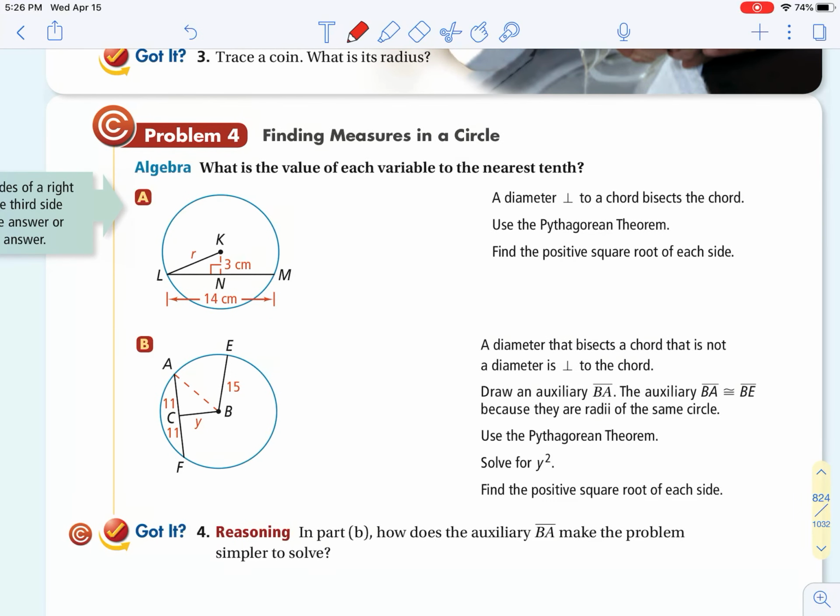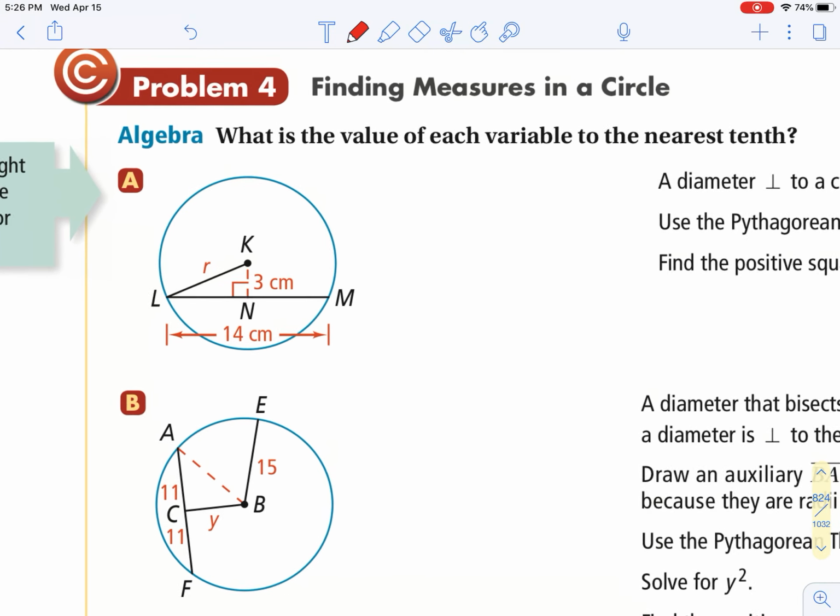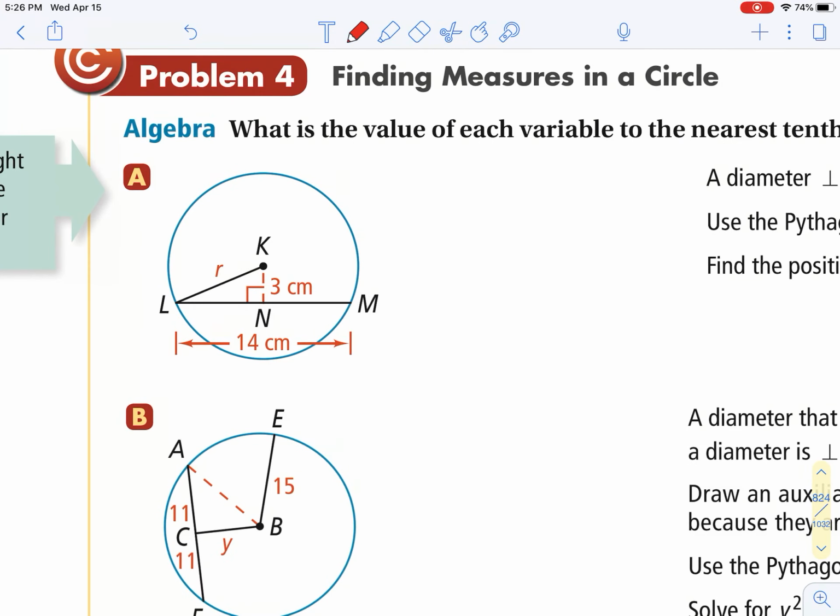Problem number 4. Basically it says, what is the value for each variable to the nearest tenth? So what does that mean? You can take a look at the stuff on the side, but I'll just do it for you. We are looking to find the value of R. What information do we have? We know that this guy is 14 centimeters. We know that that guy is 3 centimeters.